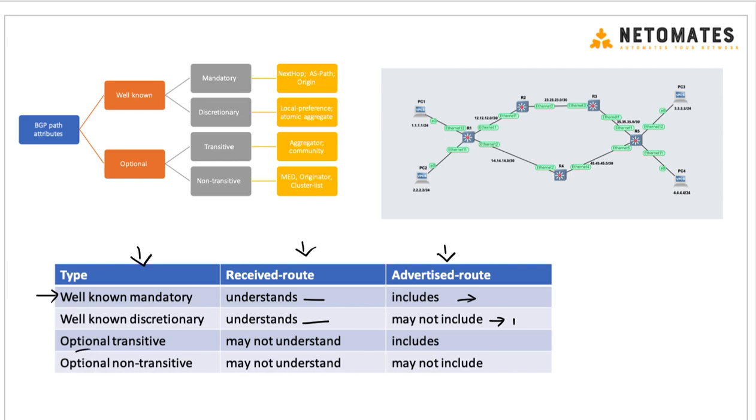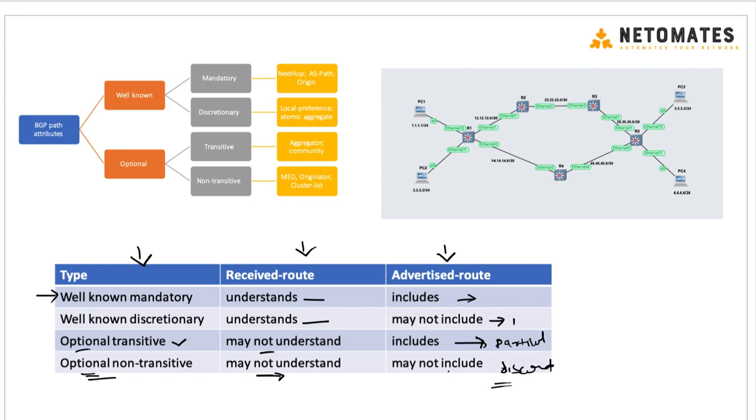Optional means the router may not understand it. If it is transitive, whenever it is advertising that route, even though it does not understand the attribute, it will include that information when advertising the route to its peer. In this case, it is marked as partial: it does not understand it, but it will forward that information to its peer. In the optional non-transitive case, if the router does not understand or support this attribute, it will not include it. It will just discard it.